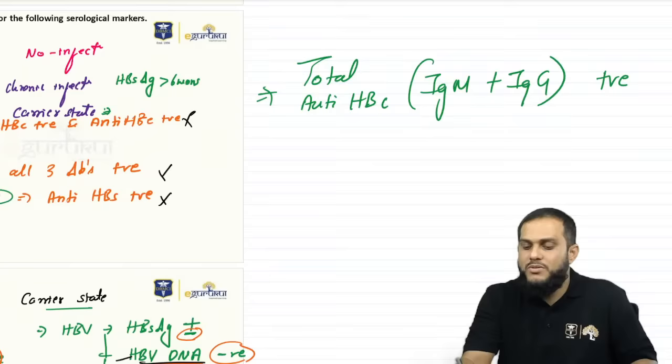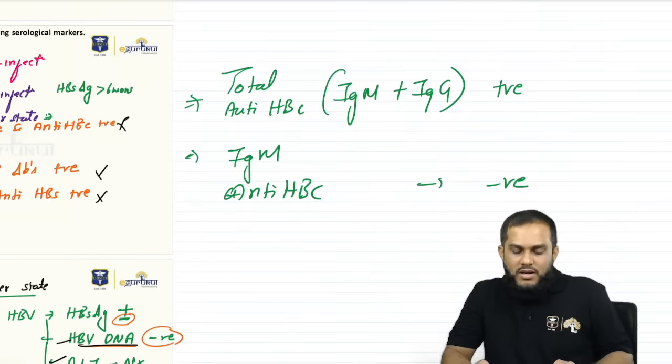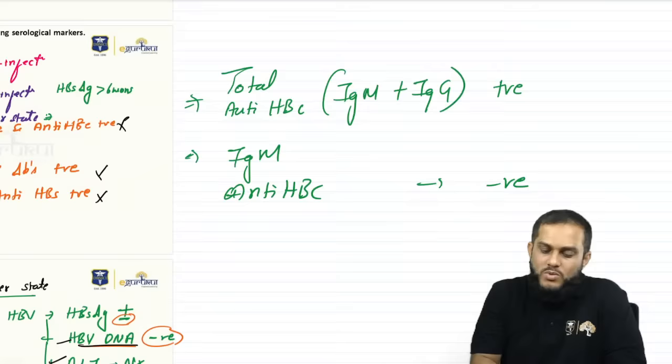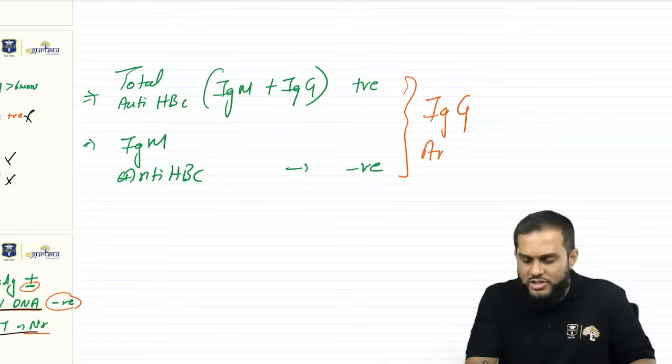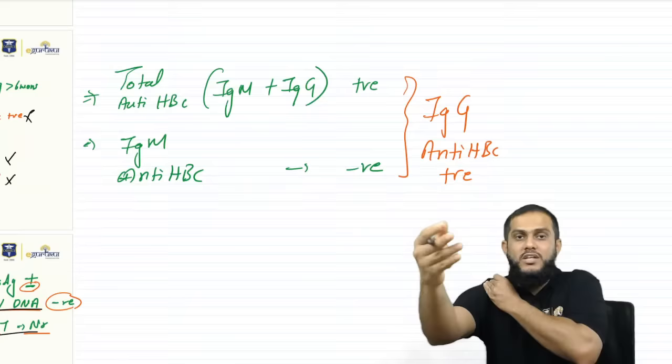Whereas IgM anti-HBC is negative. Total is positive, right? And IgM is negative. Ultimately, what are they trying to tell? The ultimate conclusion is that IgG anti-HBC is positive. That is the conclusion. Any doubts? If you have any doubts, you can ask.